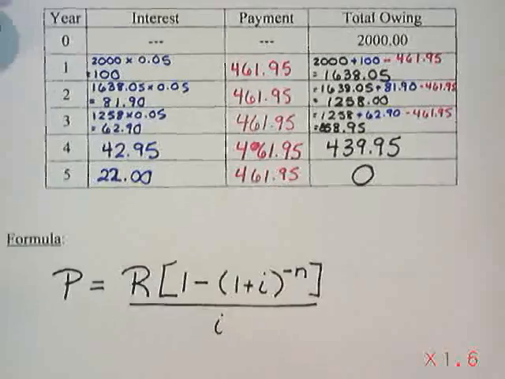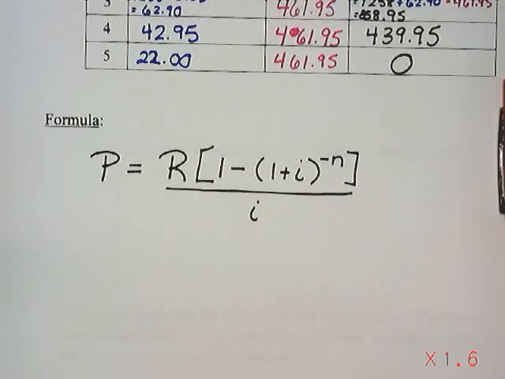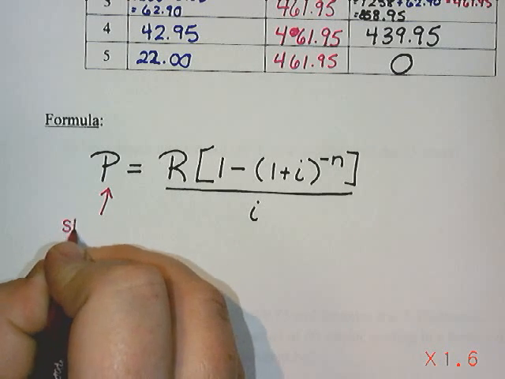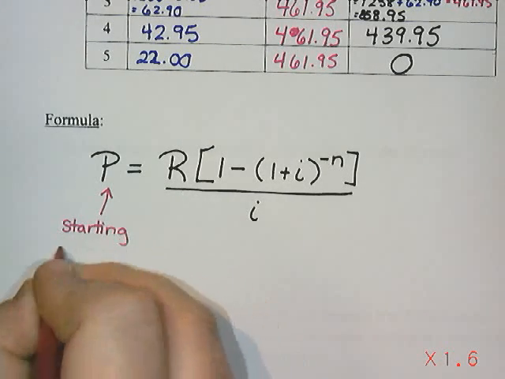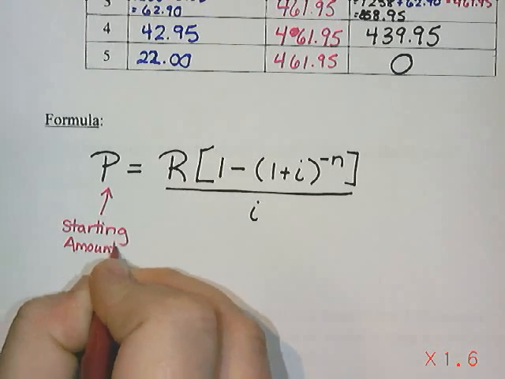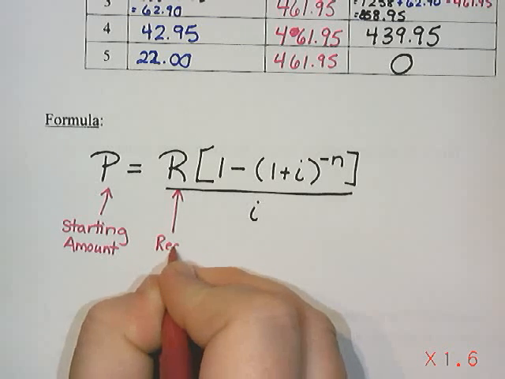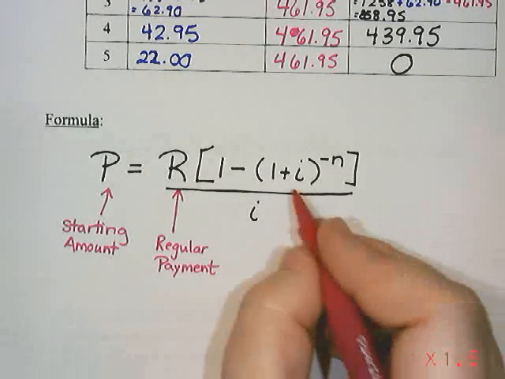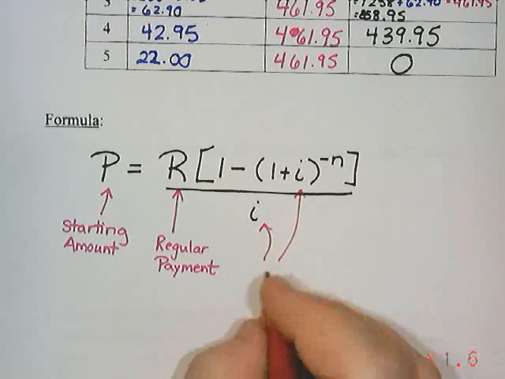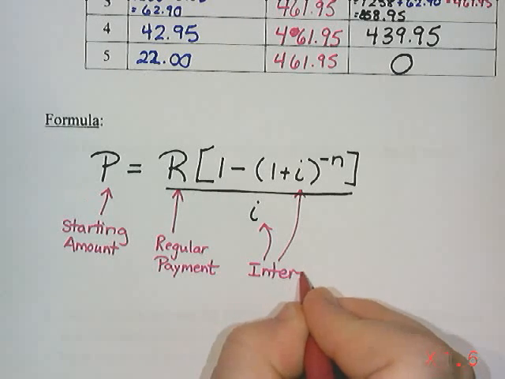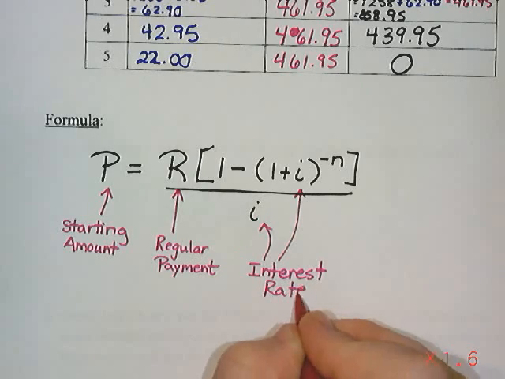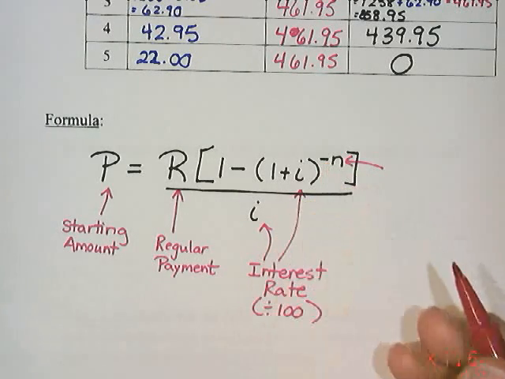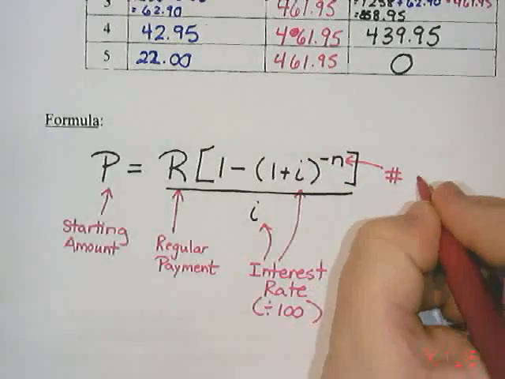This is a crazy looking formula. It looks similar to the one we did for annuities in the last video, but it's a little bit different. Here, P is our principal, our starting amount. R is our regular payment. i is our interest rate as a decimal, which we get by dividing by 100. And n, and you have to notice it is negative n, it's easy to miss that negative, is the number of payments, or the number of times you're earning interest.